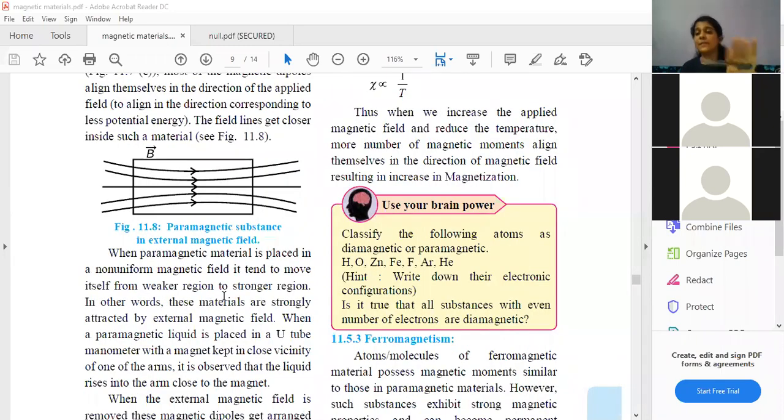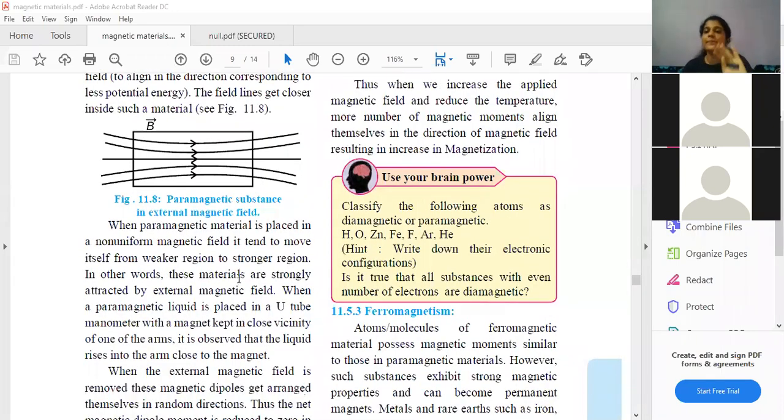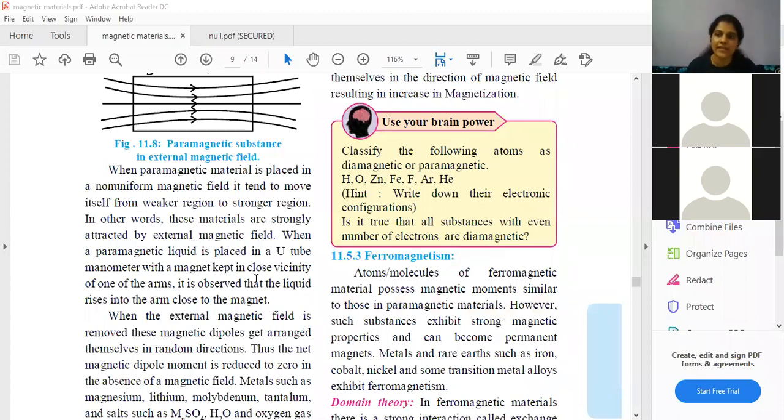Now this is when it is placed in a uniform magnetic field. What happens when it is placed in a non-uniform magnetic field? What happened in diamagnetic material? A diamagnetic material tries to oppose the external magnetic field, right? So when it is placed in a non-uniform magnetic field, it moves from stronger part to weaker part.